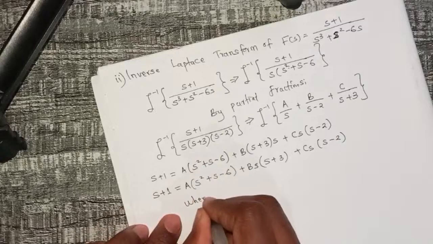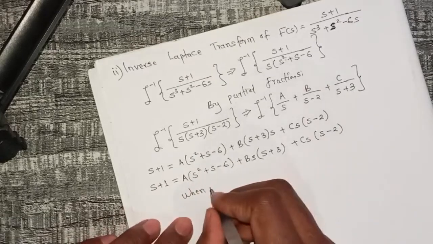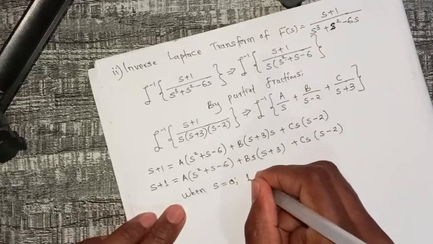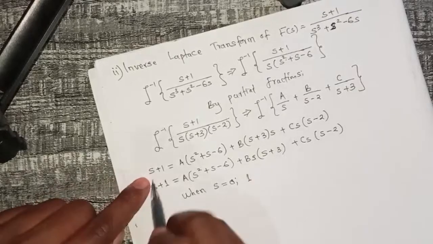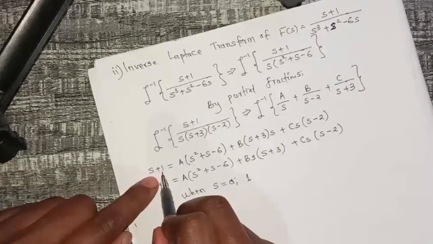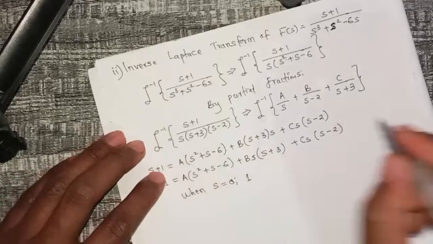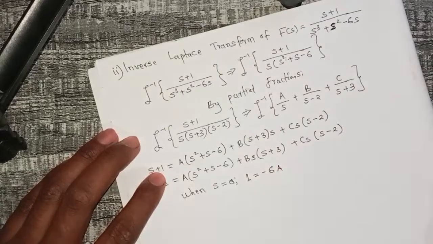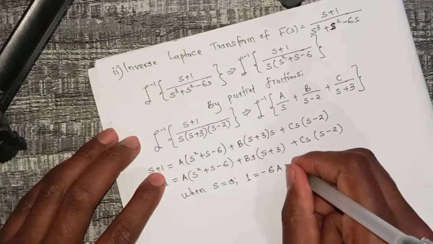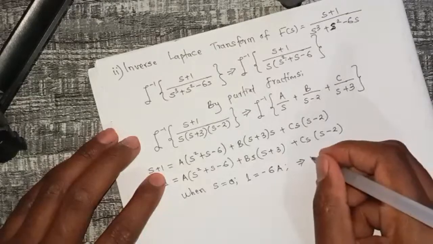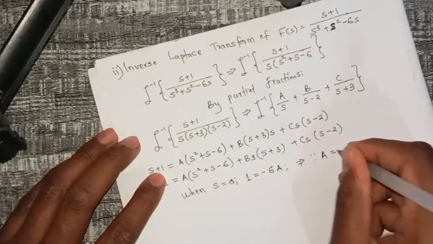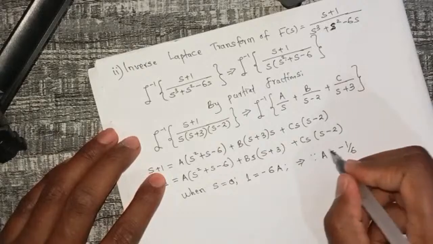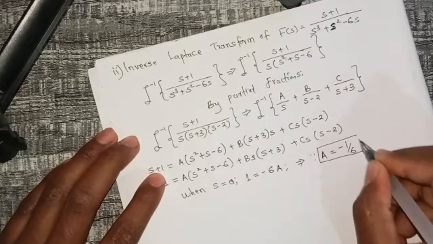So when s equals 0, when this s is equivalent to 0, we are left with 1 being equal to minus 6a. So therefore a is equivalent to minus 1 over 6.